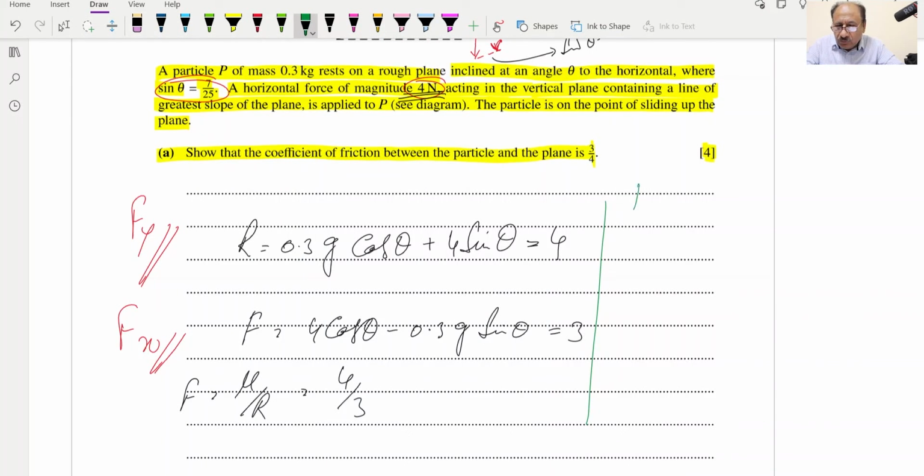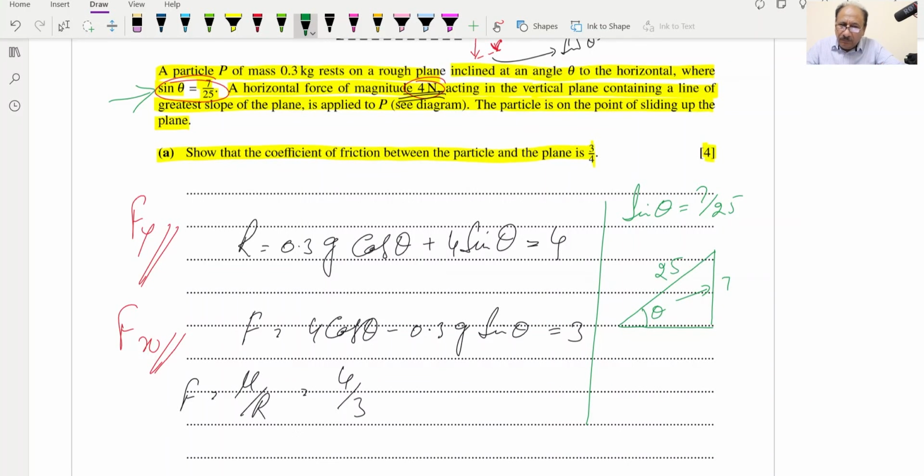So sine theta is provided as 7 by 25, right? This is our sine theta, and the simpler way is to take a triangle like this one. This is our triangle and this is theta, and sine theta is opposite over hypotenuse, so it will be 7 and this will be 25.